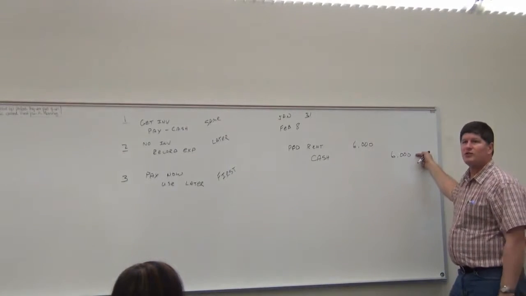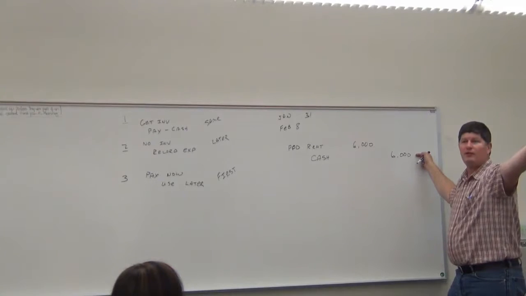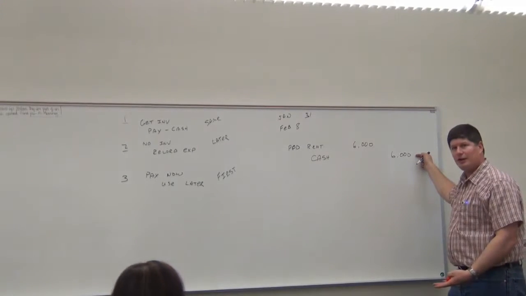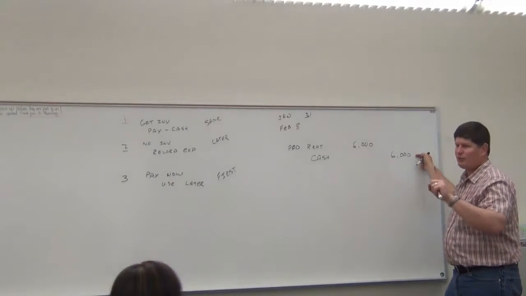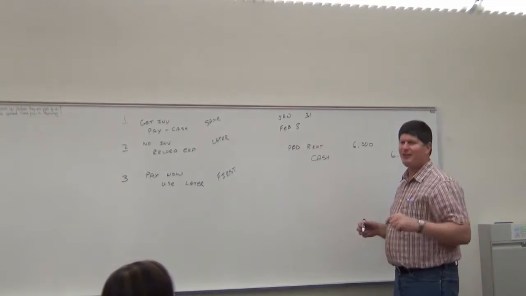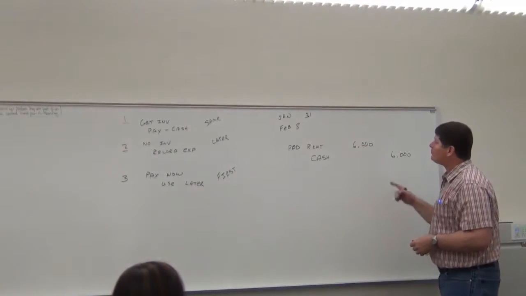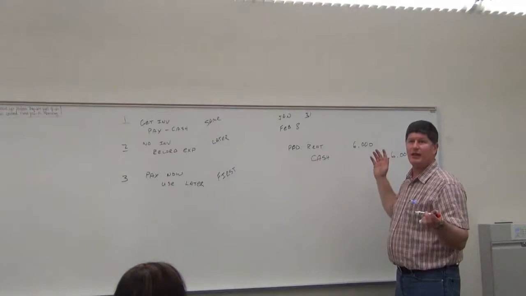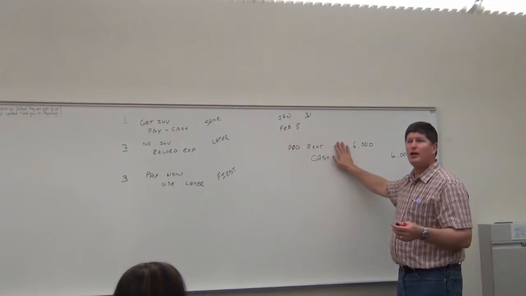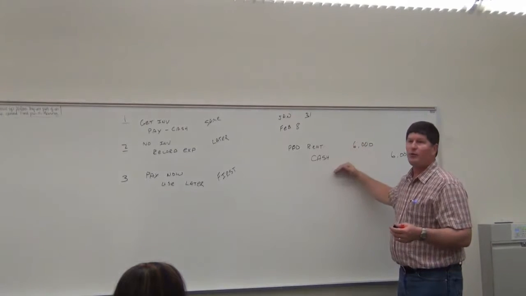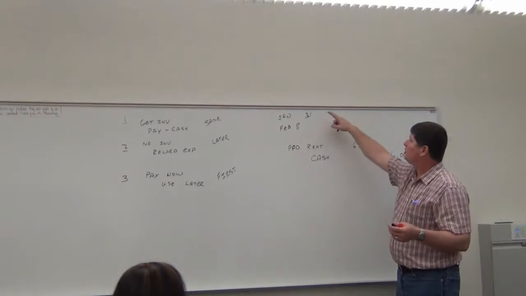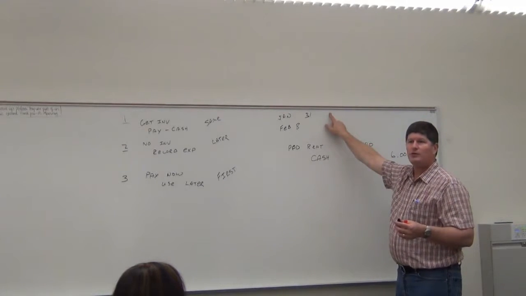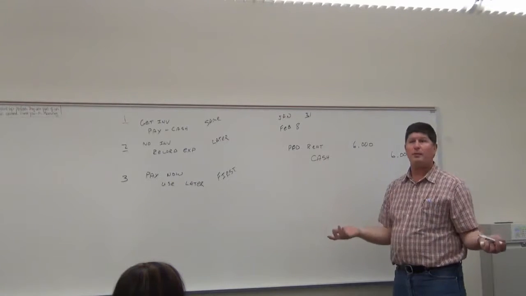Let's say that's 6 months worth of rent. How much is my rent every month? $1,000, right? Did the math easy on purpose. So I've given up the cash. Do I have an expense yet? No, because I haven't used it up. But we're working in January, right? January comes and goes, and at the end of the month, I've now used up a month of rent.